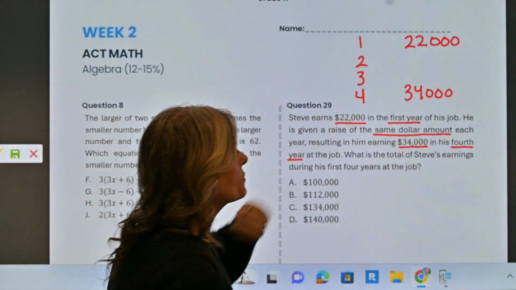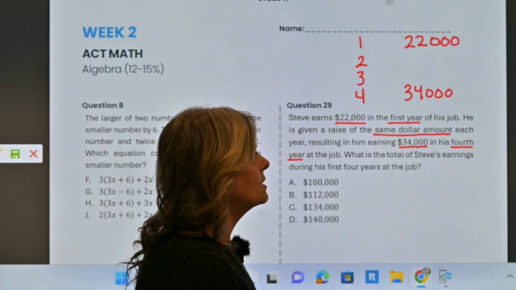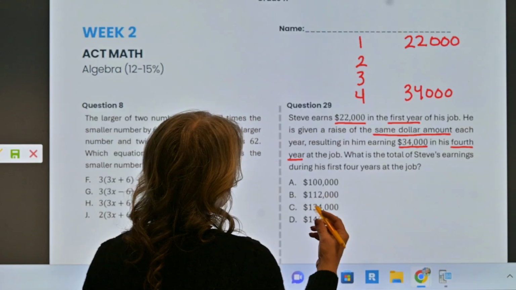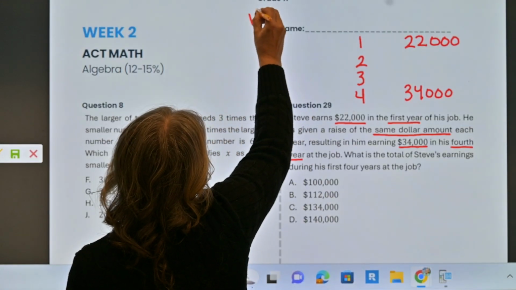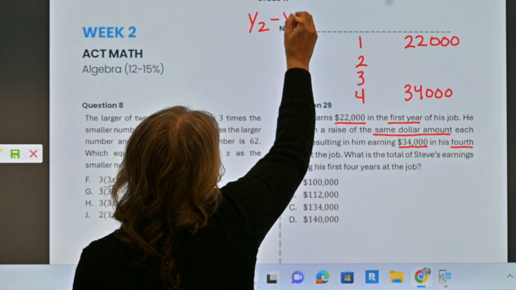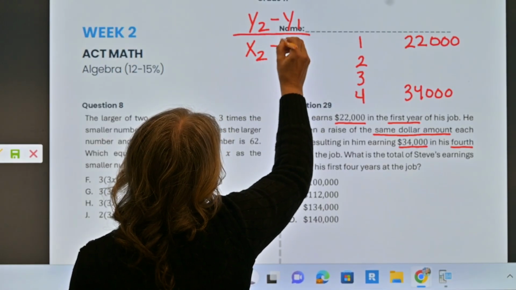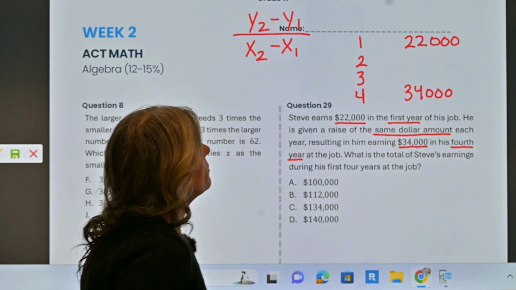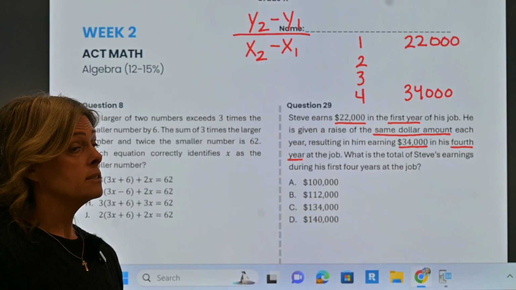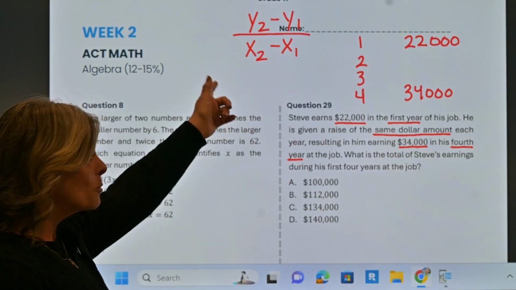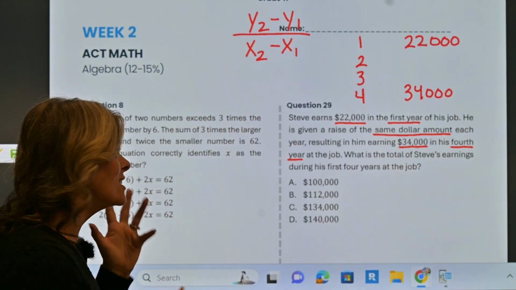So first of all, if I'm doing the constant rate of change, remember that formula is y2 minus y1 over x2 minus x1. So you guys remember when I said slope never goes away? Does slope ever go away? No, it's here all the time.